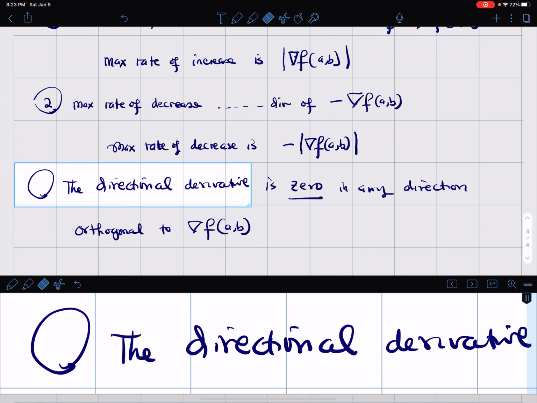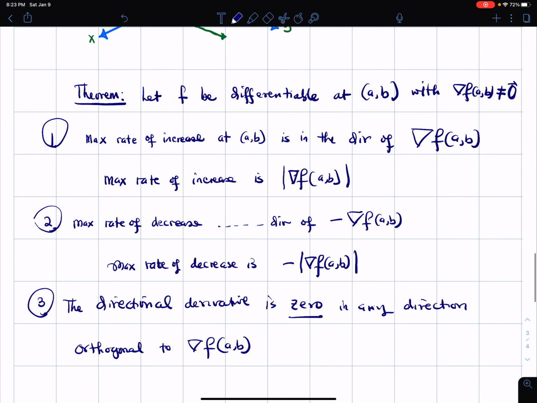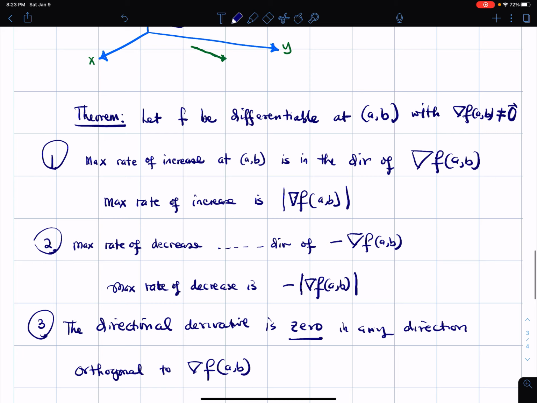This is a, not b. Remember, the directional derivative is the rate of change along a direction. So the direction that will give you the maximum rate of change is the direction of the gradient. The direction that will give you the maximum rate of decrease is the direction of negative the gradient. And the direction of no increase is any direction orthogonal to the gradient.